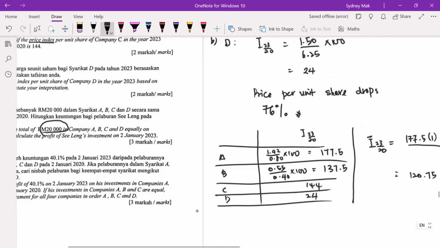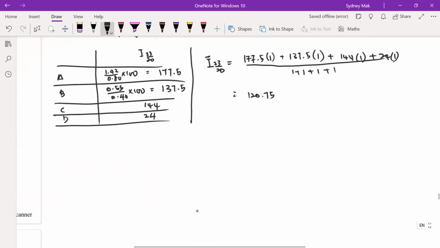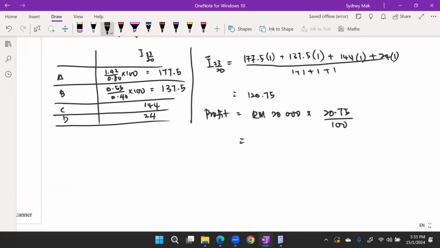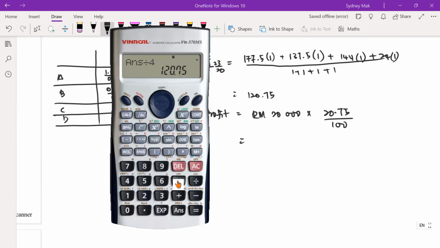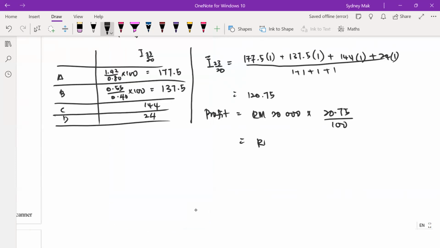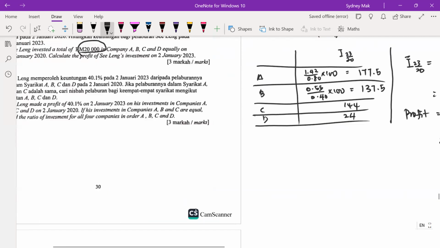So we have to calculate the profit, the return on the investment. Therefore, the profit that she made will be out of the 20,000, she earns 20.75 extra percentage. Okay, so we shall use that to multiply with 20,000. 20,000 times 20.75 over 100. 4,150. That is the profit that she made after these 3 years.